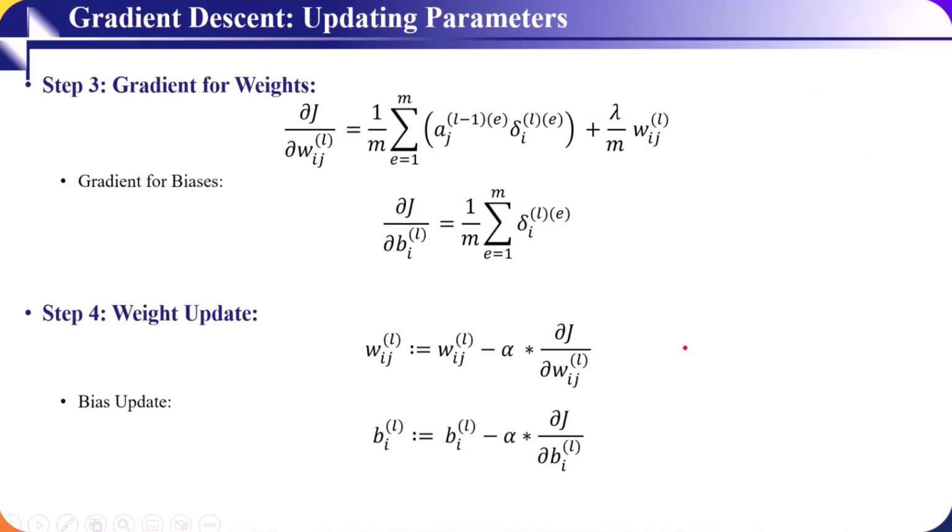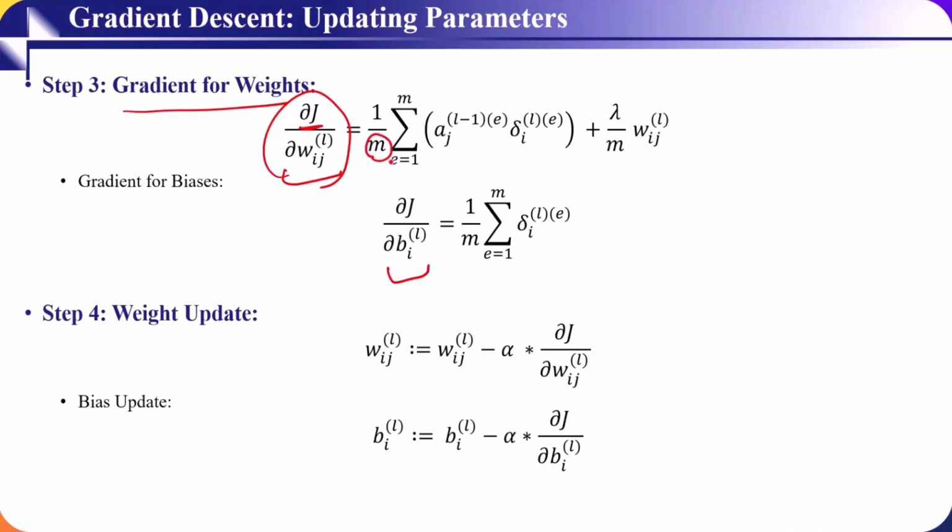The third step is gradient calculation. In this step, we calculate the gradient of the cost function with respect to weights and biases. Here, J is the cost function that measures the error of our network, and W_ij^L is the weight connecting neuron j in layer L-1 to neuron i in layer L. And ∂J/∂W_ij^L is the gradient of the cost function J with respect to the weight W_ij^L. We use this in backpropagation in order to update the weights.